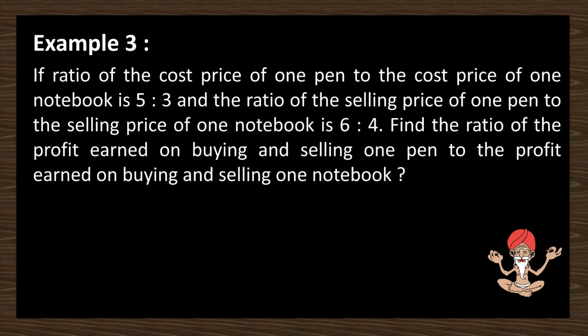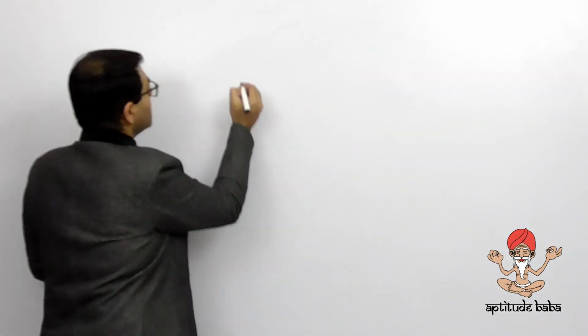If the ratio of the cost price of one pen to the cost price of one notebook is 5:3 and the ratio of the selling price of one pen to the selling price of one notebook is 6:4, then find the ratio of the profit earned on buying and selling one pen to the profit earned by buying and selling one notebook. In this question, I am given three variables: the cost price, the profit and the selling price. Hopefully we all know the relation.